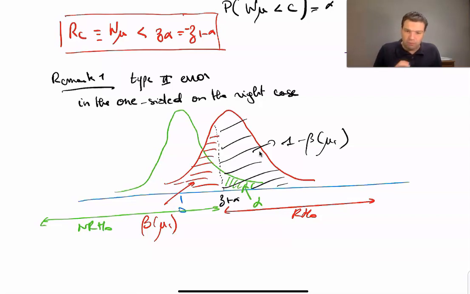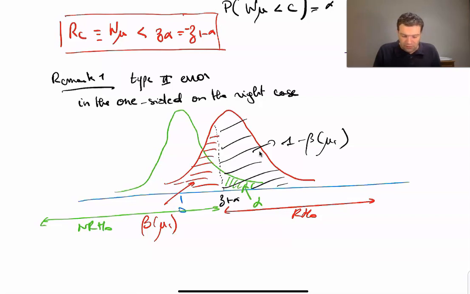Okay, that's a point. Another remark with respect to that: we can understand how the graphs move in the case of a one-sided test on the right or a one-sided test on the left. It's the same way of thinking.